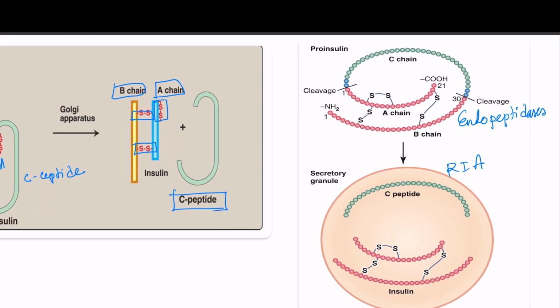mature insulin. Through radioimmunoassay, C peptide level can be measured in diabetic patients who are receiving insulin to see how much of their natural insulin is still being produced. C peptide levels are typically significantly reduced in type 1 diabetes mellitus.